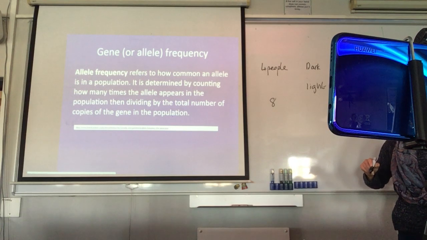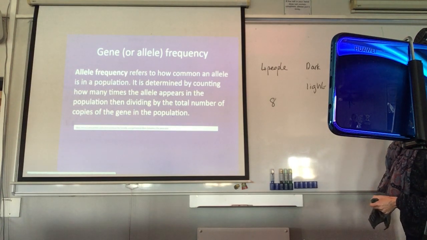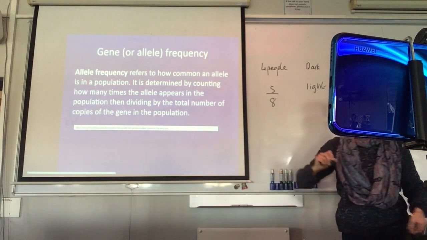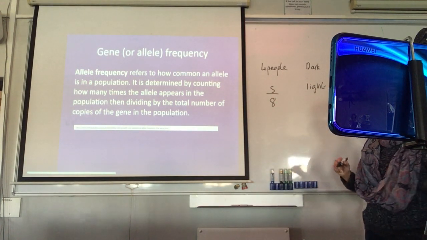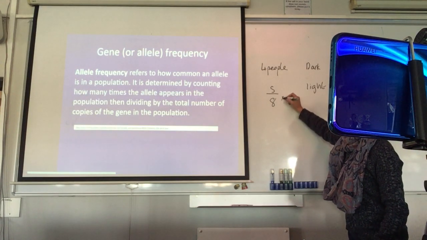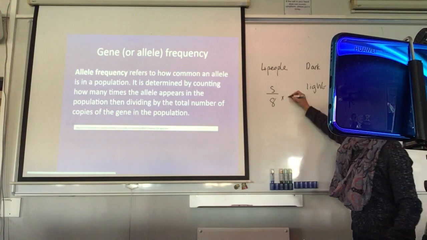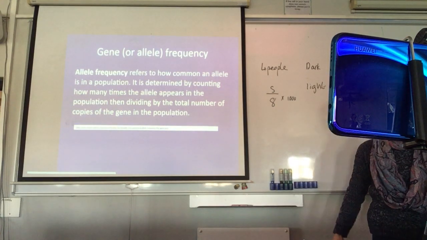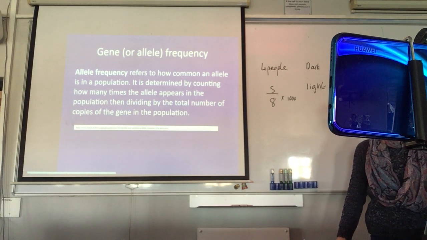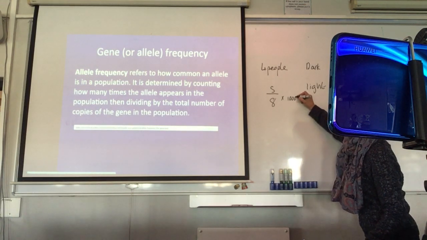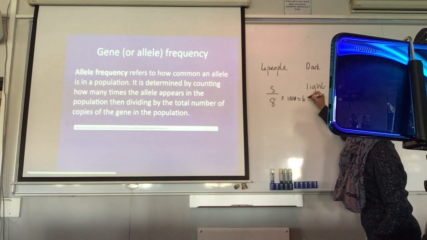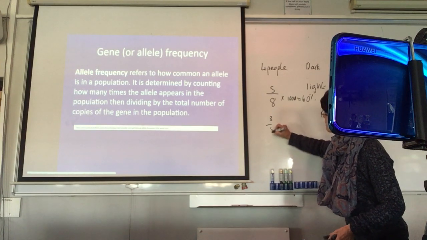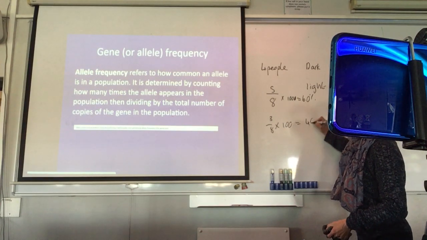This is quite odd, but because our sample group is so small, there are 1, 2, 3, 4, 5 blue gene or light colored eye gene alleles, over a total of 8, and then you work it out as a percentage. So then you could get the allele frequency for light colored eyes, 5 over 8 times 100 is about 60%. And then the dark color, don't write this down, people, 3 over 8 times 100 is probably about 40%.